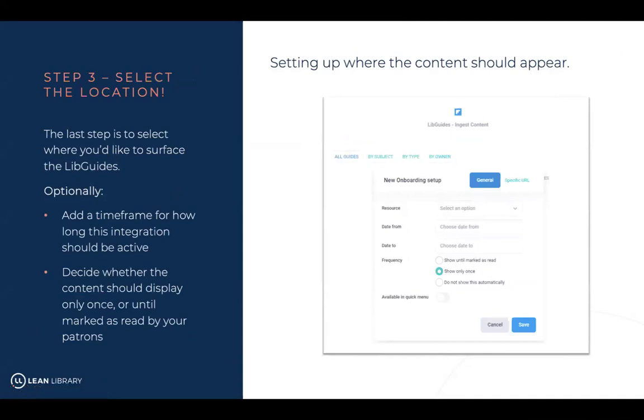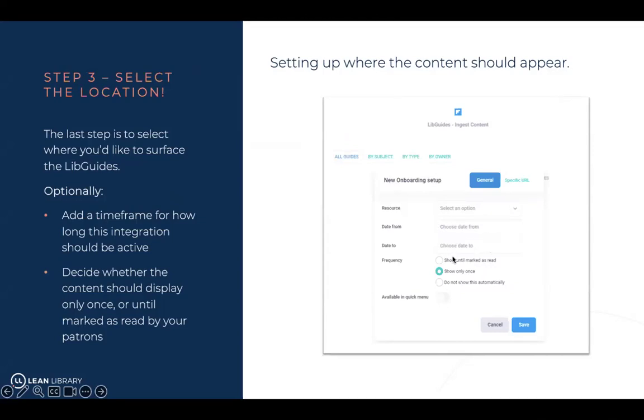Resources or content don't have to be LibGuides, as mentioned before, and I'll show you an example of that because it's a little bit faster. But this is the main way that you integrate LibGuides into Lean Library. So you can also see here that there are some configuration options.